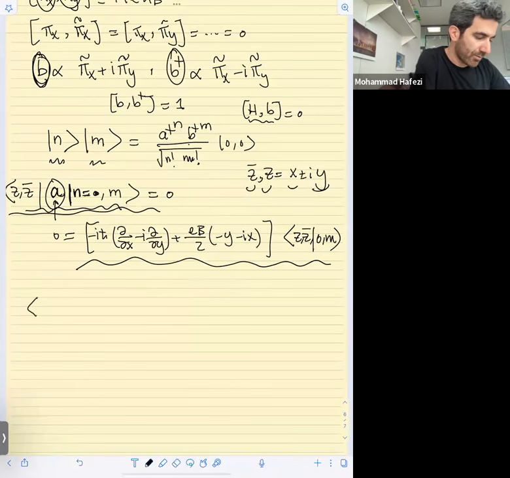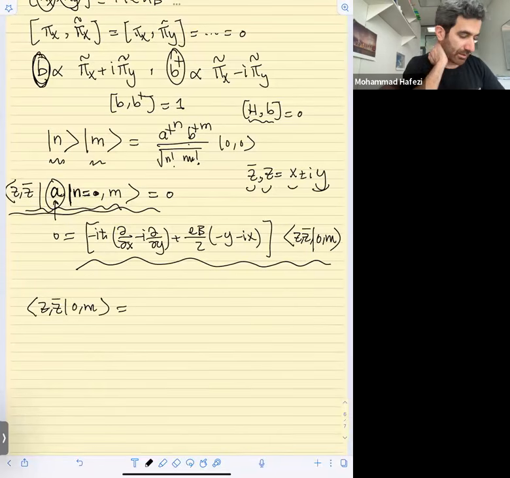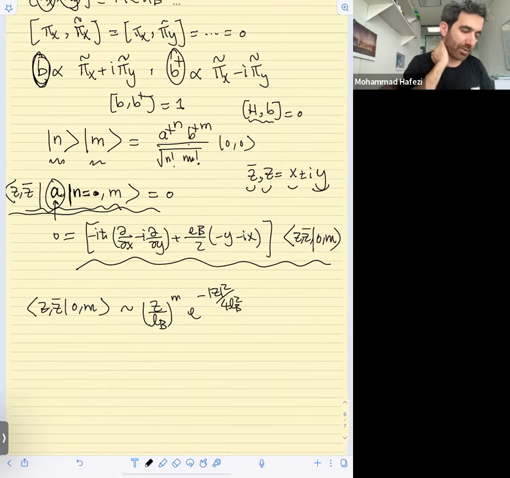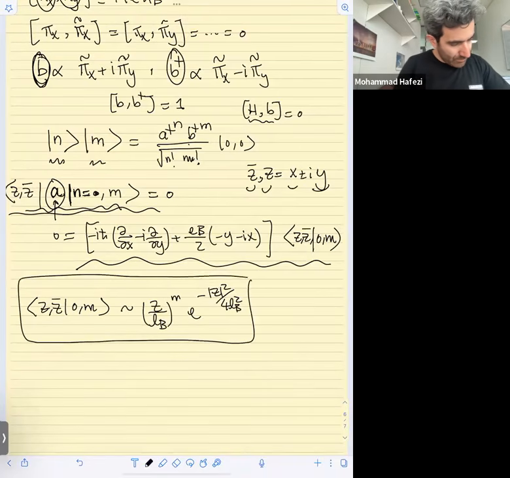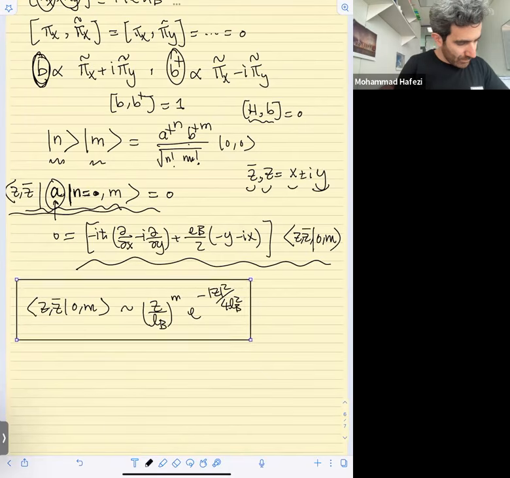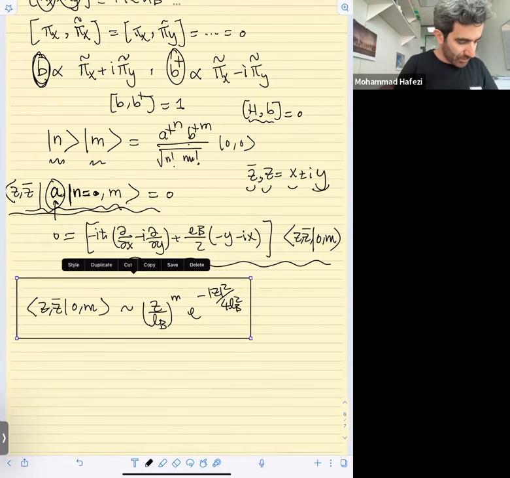Now I write the form for the wave functions in the lowest Landau level. It's proportional to z over lb to the power m, times e to the minus z squared over 4 lb squared. Okay, this is really the result that I wanted. So what are the interesting things already?